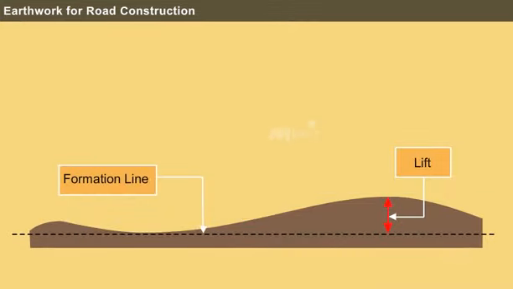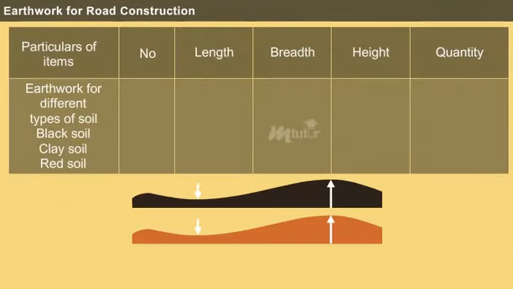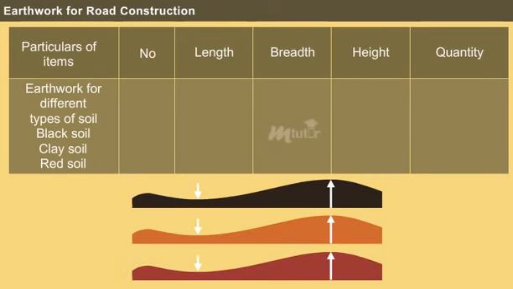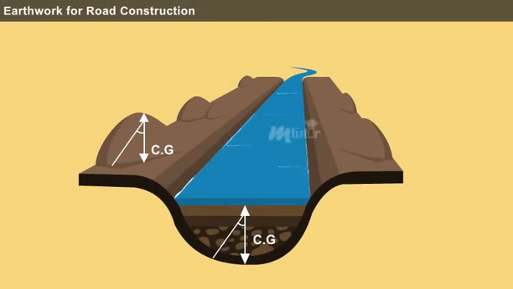Lift is the vertical straight depth that is to be excavated along the formation line. Preferably, it is measured from the ground level. The item of earthwork for different types of soil includes the excavation of up to 1.5 meter depth below the ground level and filling of the excavated material on the ground. In special conditions like overdumping of the soil on riverbanks, the lift level shall be the difference in the level between the center of gravity of the excavated earth and the top of the bank.